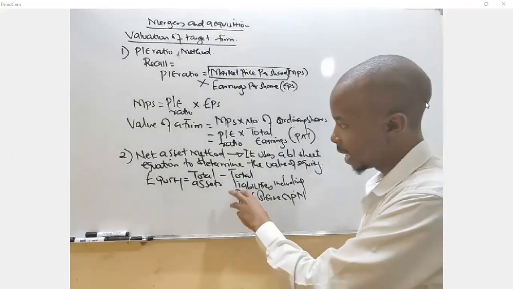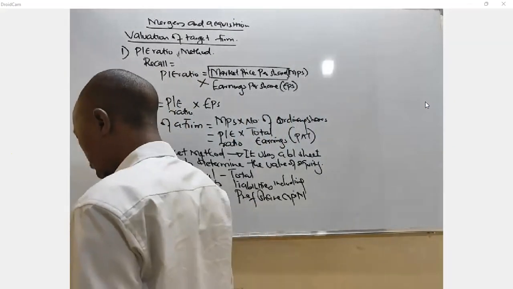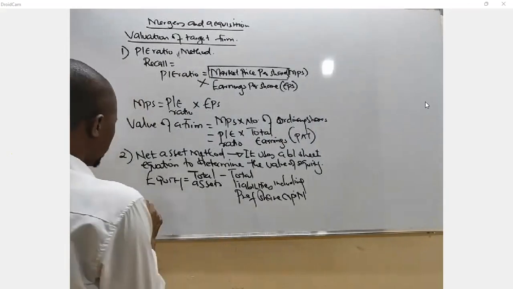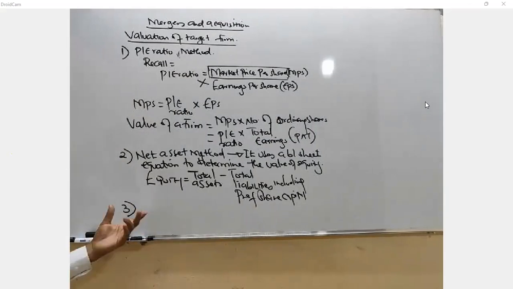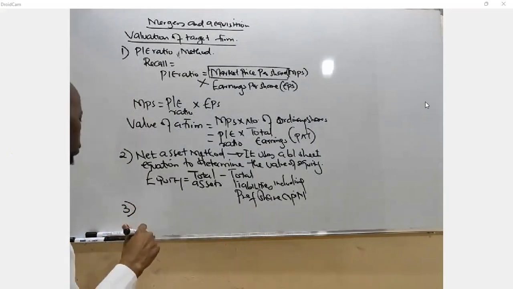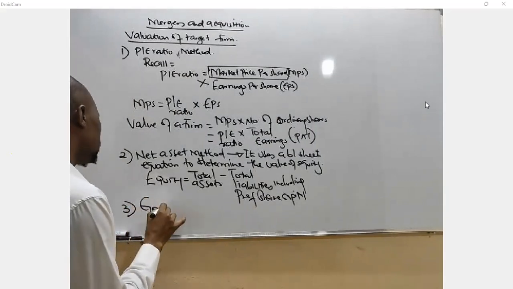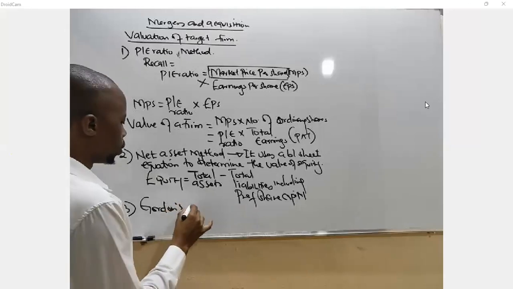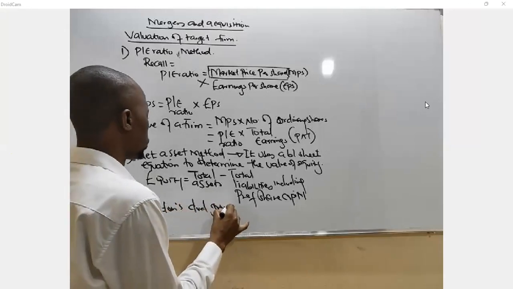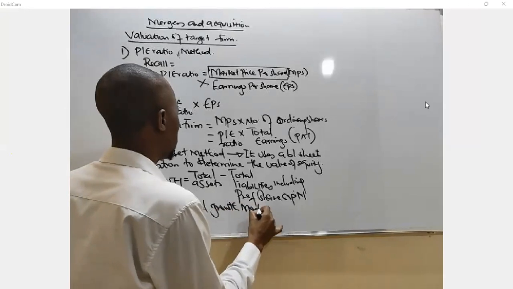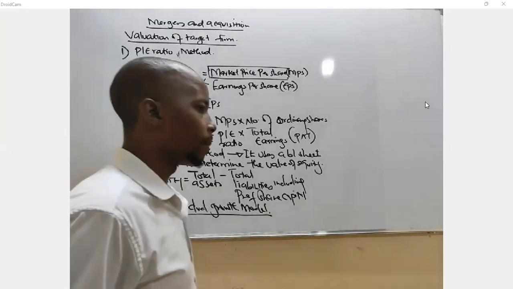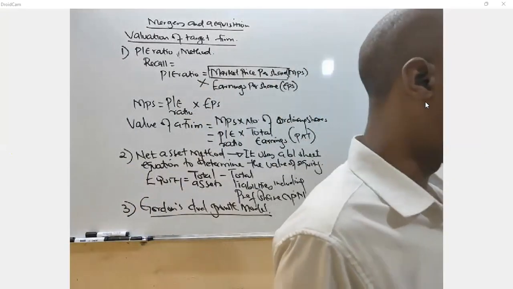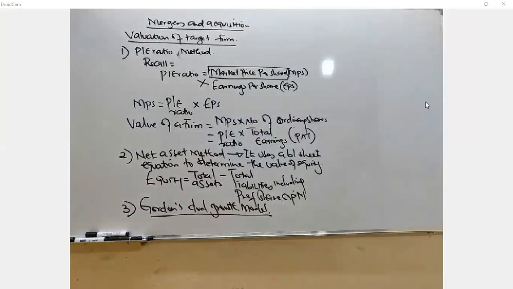So that is why we are saying they are part of the liability in the organization. Number 3, we can also use a method you use to value the ordinary shares. That method we used to call Gordon's. We used to talk about the Gordon's dividend growth model, right? The Gordon's dividend growth model is a method used to value the ordinary shares, under the valuation of the ordinary shares.